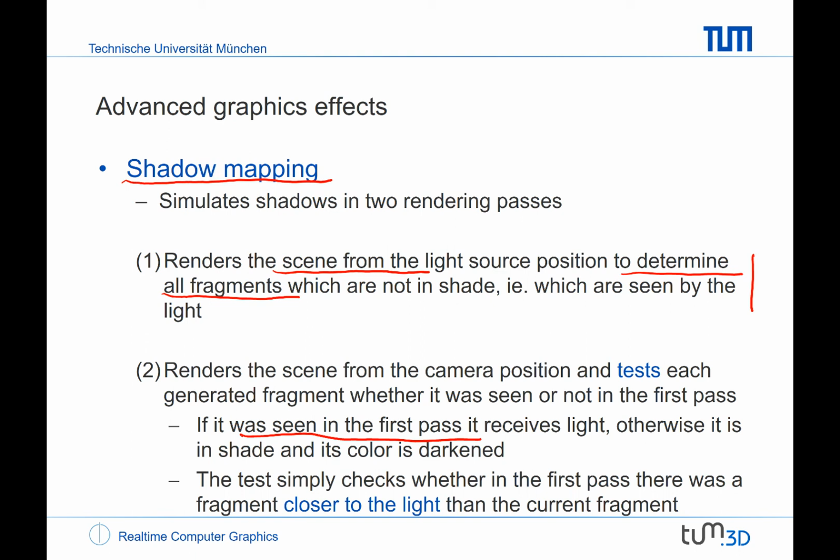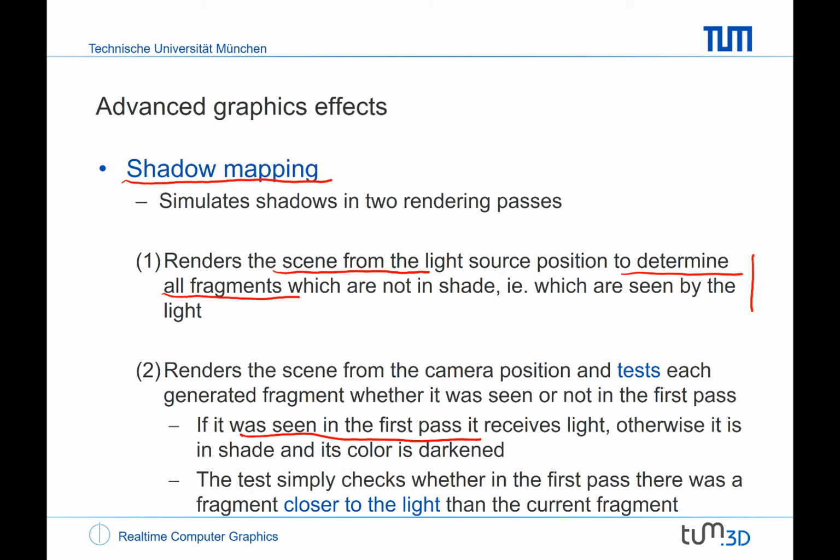And the test we would then have to perform in that second rendering pass simply checks whether in the first pass there was a fragment closer to the light than the current fragment. Because that is essentially what the result of the first pass should be. It should tell us whether there was any other fragment closer to the light source, and then it is in shade, otherwise it is not.